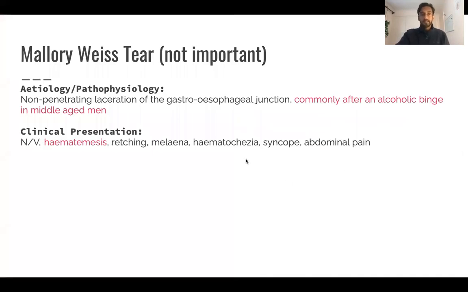All right, next is a Mallory-Weiss tear. Honestly, this is not too important. Alcoholic binge, middle-aged men, and then they have bloody vomiting. Essentially, it's caused by really forceful vomiting, and you get a laceration on the internal surface or the mucosa of your esophagus.